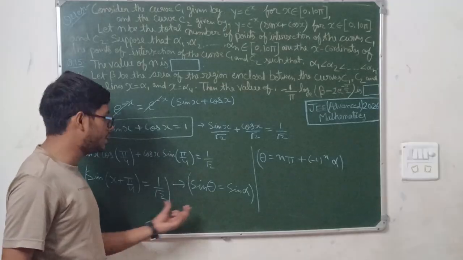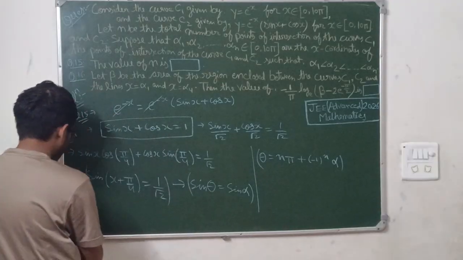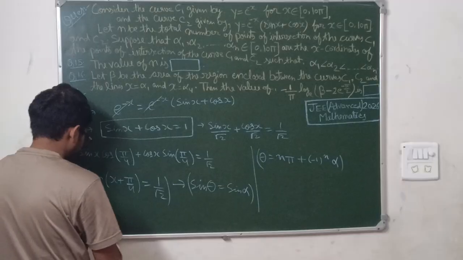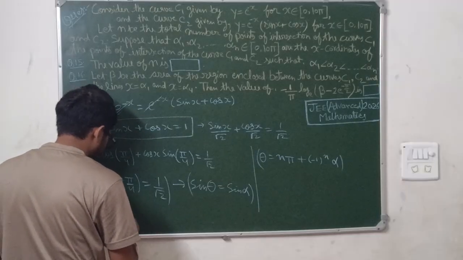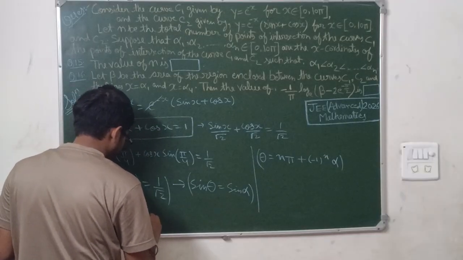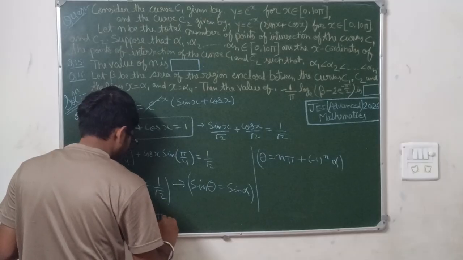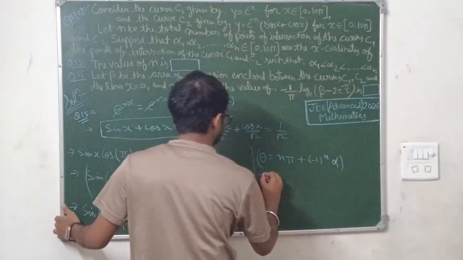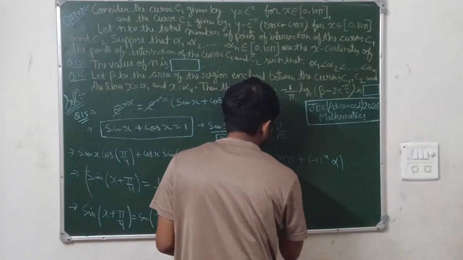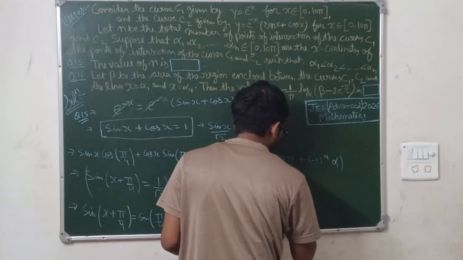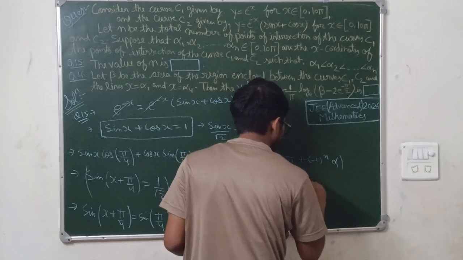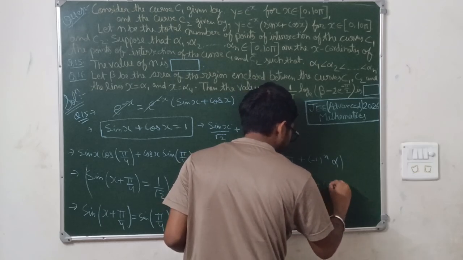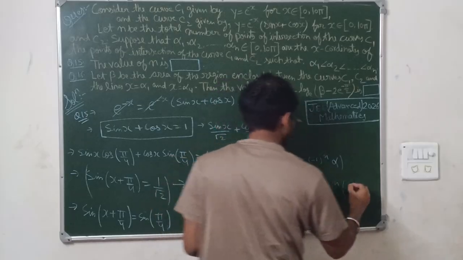So this equation is something like this. What you can write this? You can write this as sin of x plus pi by 4 is equal to sin pi by 4. Now you can convert this in this form. Just see here, what is theta? x plus pi by 4 will be equal to n pi plus minus 1 to the power n into pi by 4.